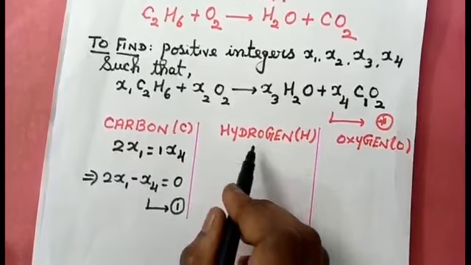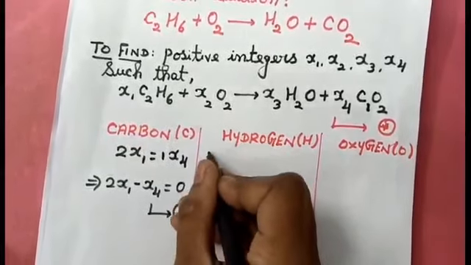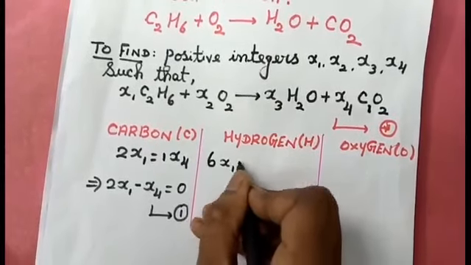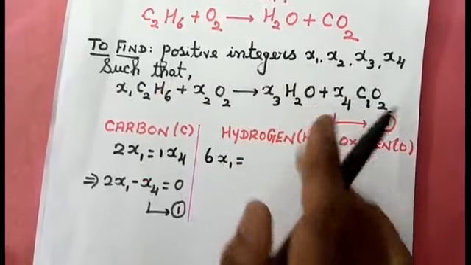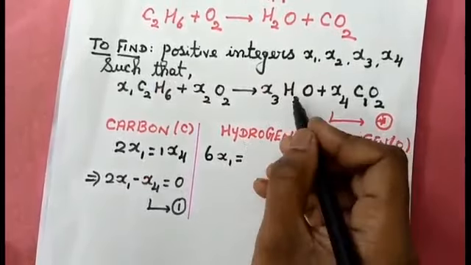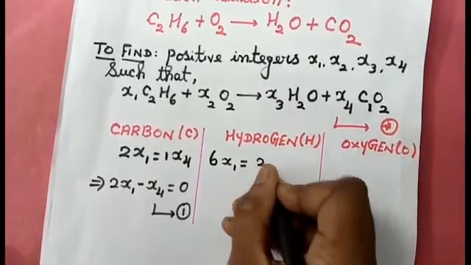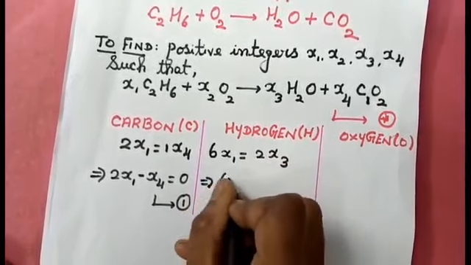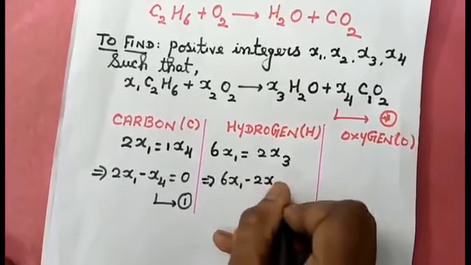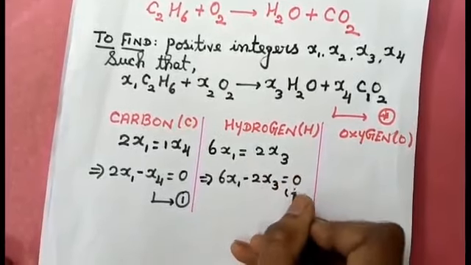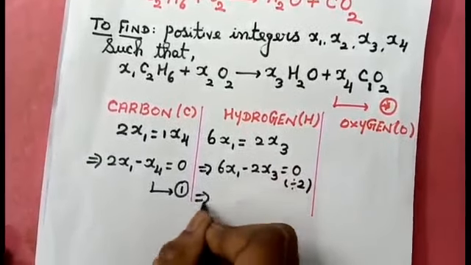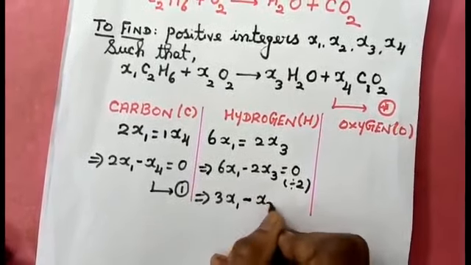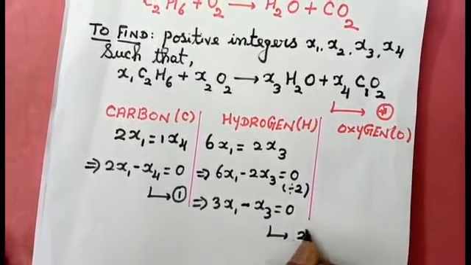Coming to hydrogen, similarly I can write like this. And be careful while you are writing those values. 6x1 equal to, right hand side if you see, just see this number, 2x3. So I can write like this, which is nothing but 6x1 minus 2x3 equal to 0. If you divide by 2 just for simplification, you will get the answer as 3x1 minus x3 equal to 0, and mark it as equation 2.